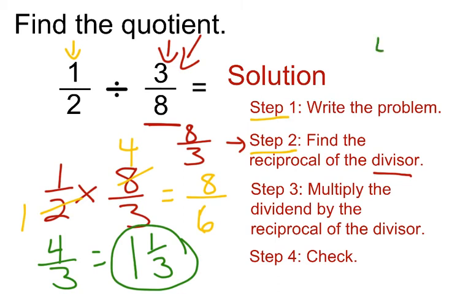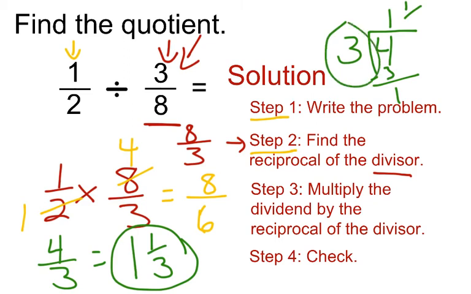You can also do that by dividing 4 by 3. If you can't see that right away, you would get, of course, a remainder of 1, and in fractions, it's 1 over the divisor, which is 3. So that's how you find the quotient of fractions.